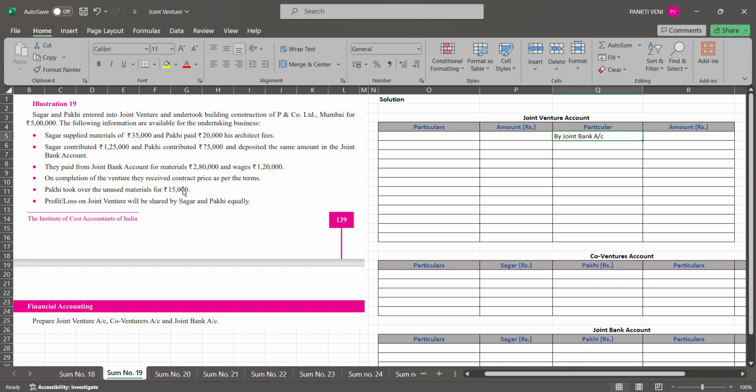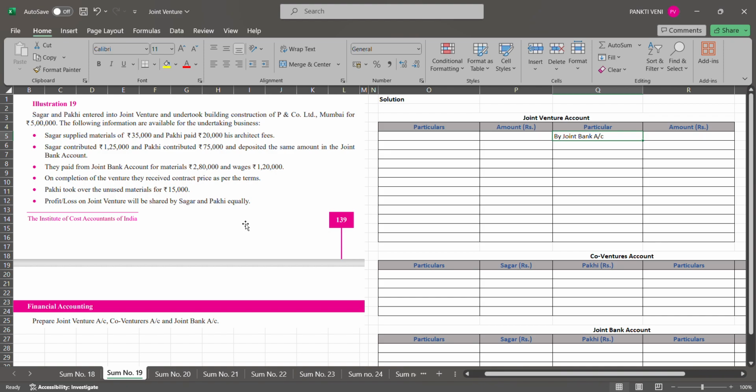Sagar supplied materials for rupees 35,000 and Paki paid rupees 20,000 as architect fees. Sagar contributed rupees 1,25,000 and Paki contributed rupees 75,000 and deposited the same amount in the joint bank account. They paid from the joint bank account for material rupees 2,80,000 and wages rupees 1,20,000. On completion of the venture, they received the contract price as per the terms. Paki took over the unused materials for 15,000. Profit and loss on joint venture will be shared by Sagar and Paki equally.